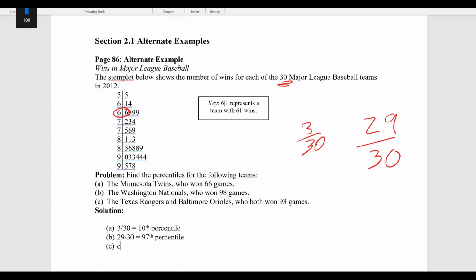Okay, and then finally we have the Texas Rangers and Baltimore Orioles. Both of them won 93 games. So you can see those 2 observations here, a 93 and a 93. I guess the quickest way would just be to count up the other way. We know this is going to be out of 30, so it might be quicker for me to count the number that are at or above them and then subtract. So I have 1, 2, 3, 4, 5, 6, 7, 8. That means I'd have 22 that are below them. So 22 divided by 30, and again, convert that to a percentage, and I get 73, or 73rd percentile.